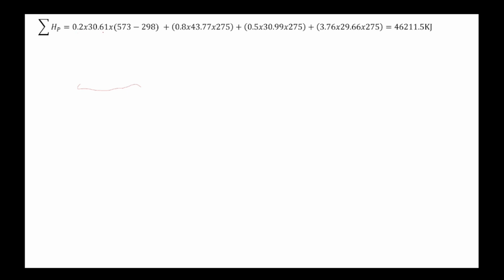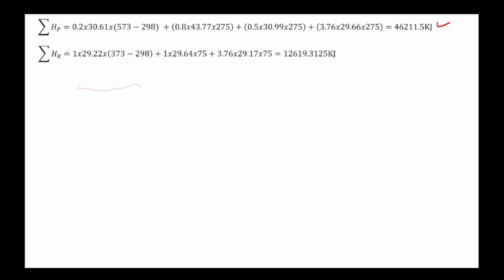0.8 is converted. So 573, that is 300 plus 273. 573, 298 is the T reference temperature. Similarly, this is for CO2. This is for 0.5 O2. This is for N2. So we will get this.